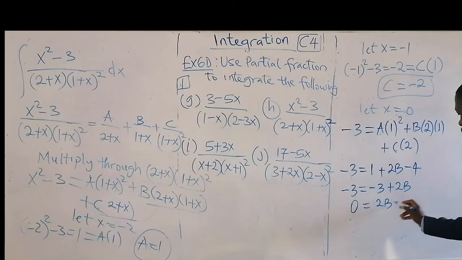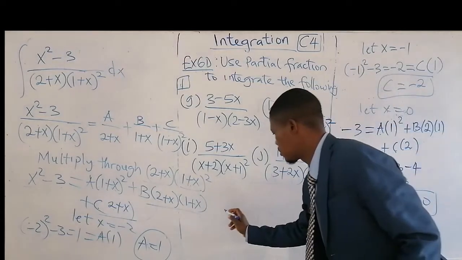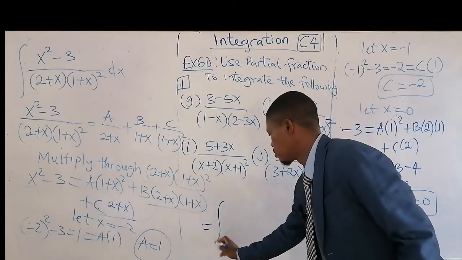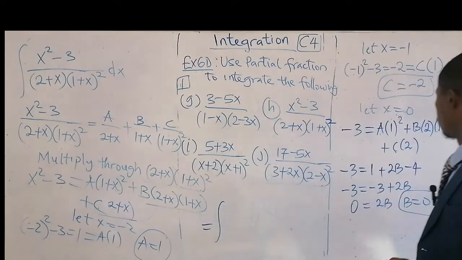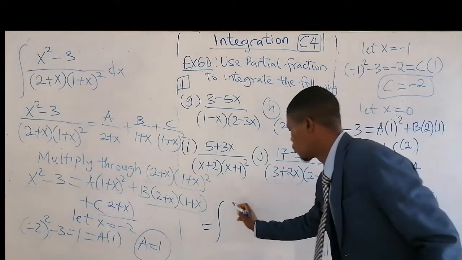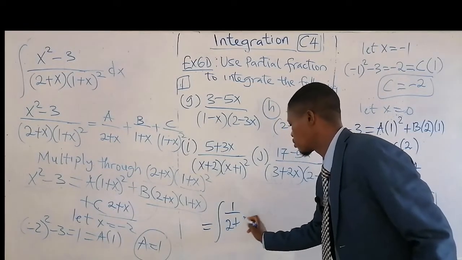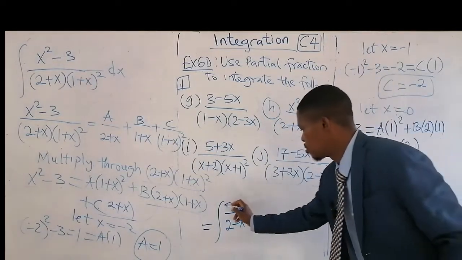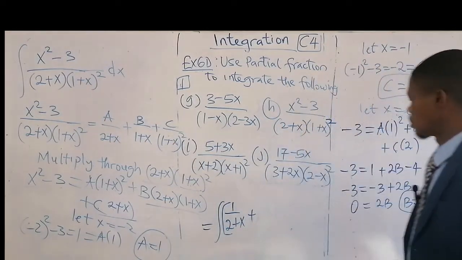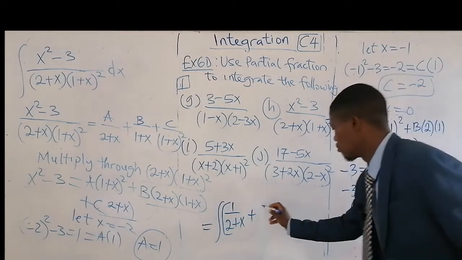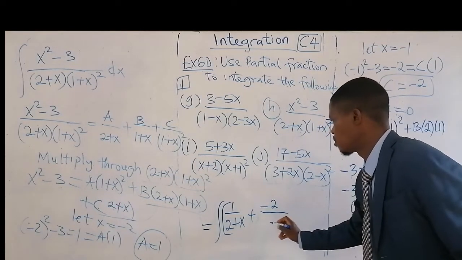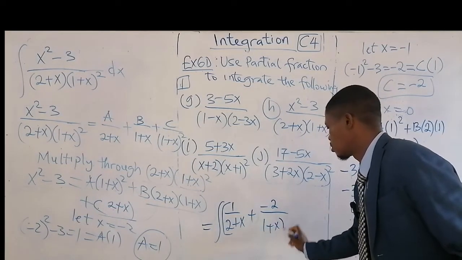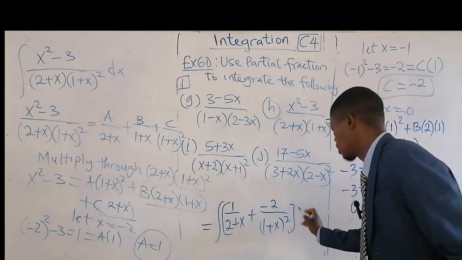2b. So b is what? B is 0. So this will generate the integral of a. We have our a value as 1 over 2 plus x for this line. B is gone. Then c is what? C is minus 2. Minus 2 over what? 1 plus x, all squared, dx.